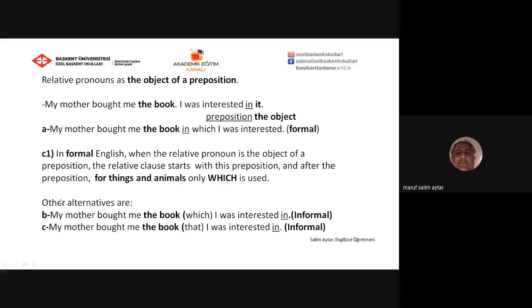But we have some other alternatives, okay? If the sentence is not formal, in an informal way, we can write the same sentence like given here in B and C. My mother bought me the book which I was interested in, or my mother bought me the book that I was interested in. Because I have put the relative pronouns in parentheses, I mean to say again that they are optional. If I don't want them, I don't use them. It is up to the user.